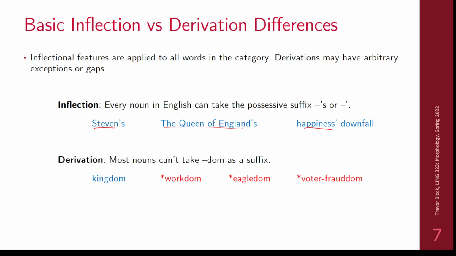So, for instance, with dom, kingdom can have the dom suffix on it. But there's nothing like workdom or eagledom or voter frauddom, and these are all other nouns. And with something like a workdom, we can think about this. It's an area where work is done. An eagledom, maybe it's a kingdom of eagles or something. We can come up with meanings for these, but these are ungrammatical. We don't have these forms. So that derivational suffix, dom, it looks derivational, but it doesn't apply to everything.